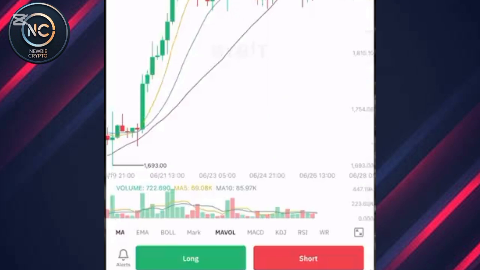Also, before I go to the next thing, let's say you want to change the indicators on your chart. You don't want to use this MA or volume, you want to use another one, and you tap on this icon right here.